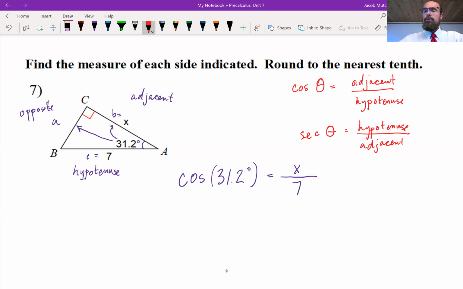And to do that, I just need to cancel the division by 7. So the way I'll cancel the 7 is by multiplying here on the right. It'll cancel. And then that 7 appears on the left as a factor multiplying times cosine 31.2 degrees. And that is solved for X now. All I need to do is evaluate what is 7 times cosine 31.2 degrees. And we'll take it to our calculator.